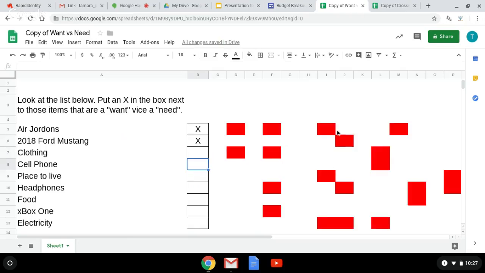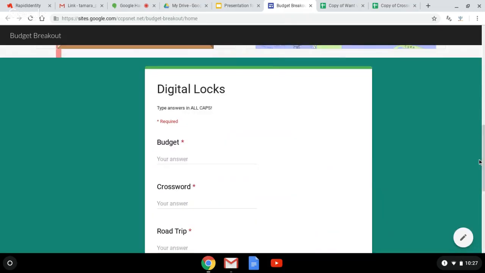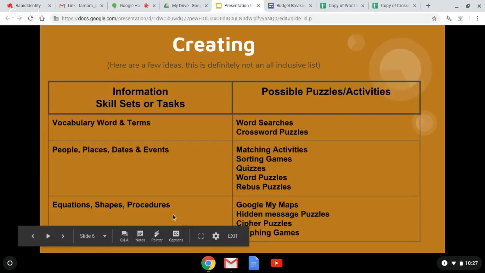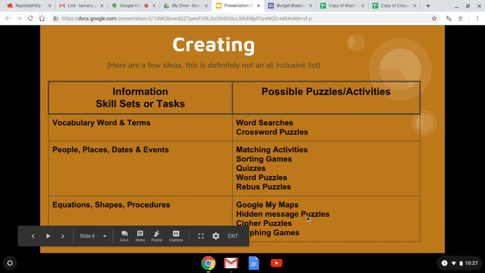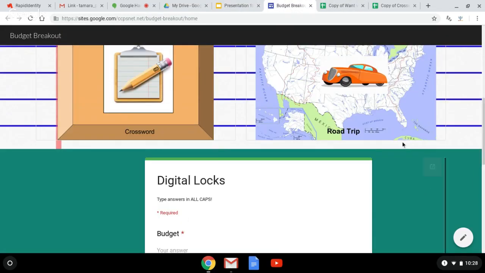Squares pop up over here. When they have all the correct answers, it gives them a code, which again, they will put into their digital lock down here. Just another thing that you can include.